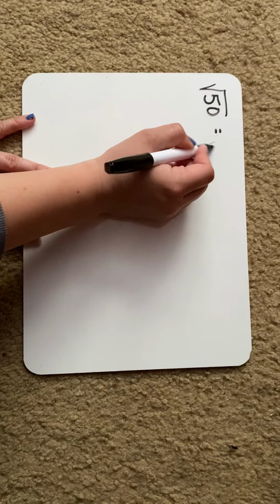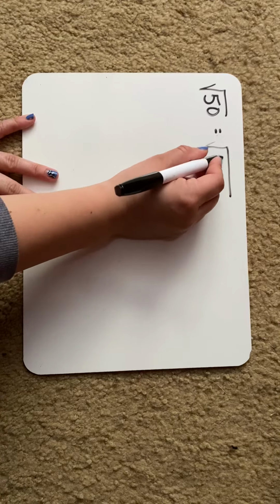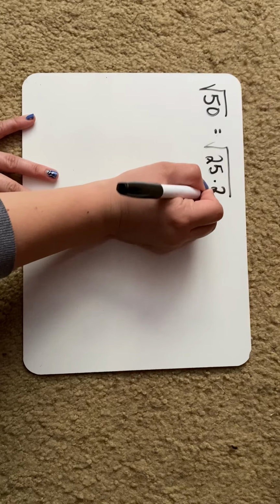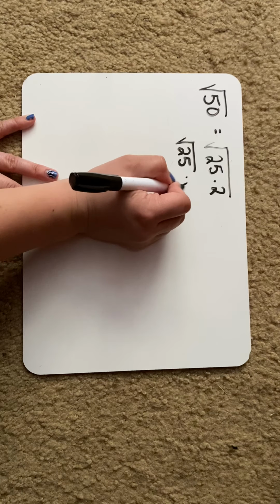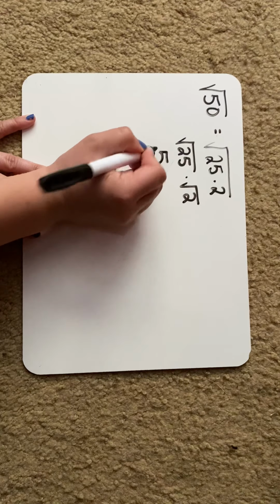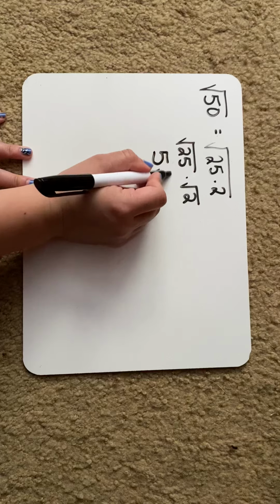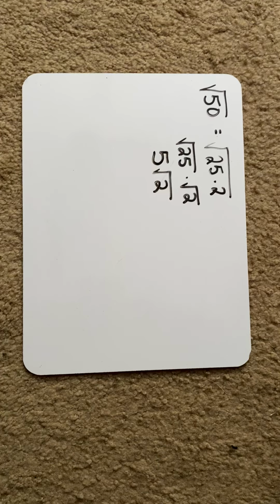So number 1, the square root of 50. 50 can be made up by 25 times 2. So you can also just think of it as the square root of 25 times the square root of 2. The square root of 25 is 5. So we're left with 5 root 2.